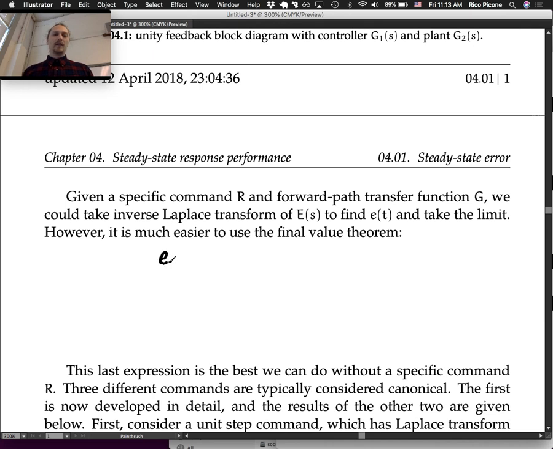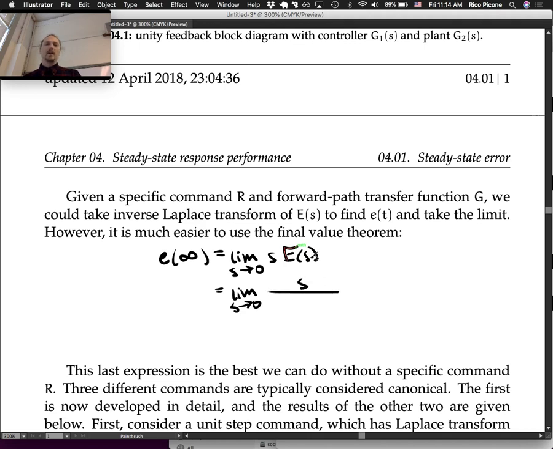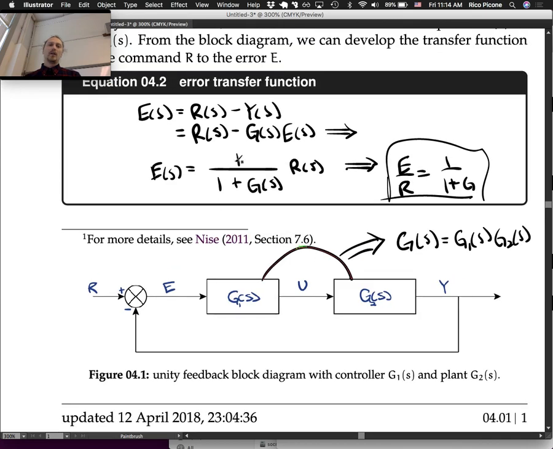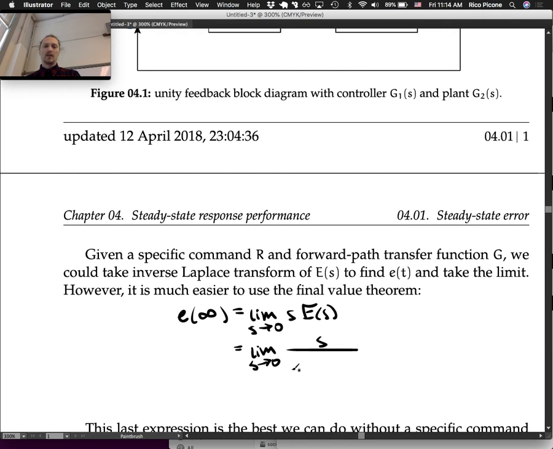So e of infinity, little e, time domain e, is equal to the limit as s goes to 0 of s times E of s by the final value theorem. We plug in our expression for E of s that we just developed. We have the limit as s goes to 0 of s times, or actually I'll put the s in the numerator, s divided by 1 plus G of s.